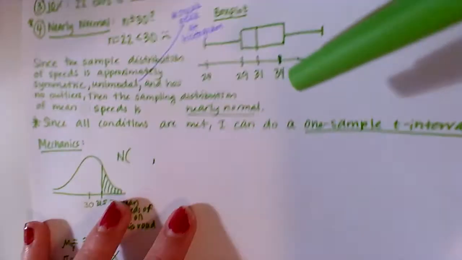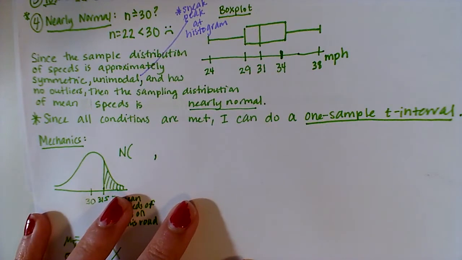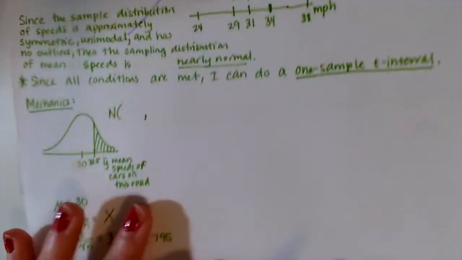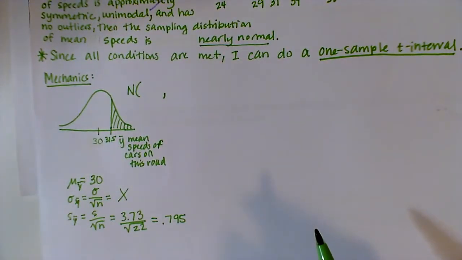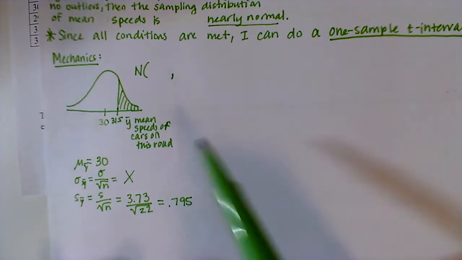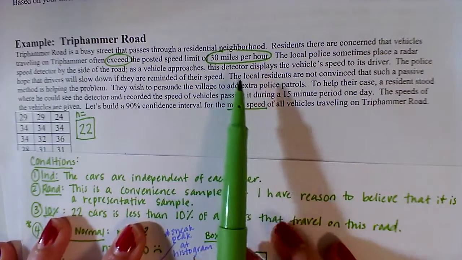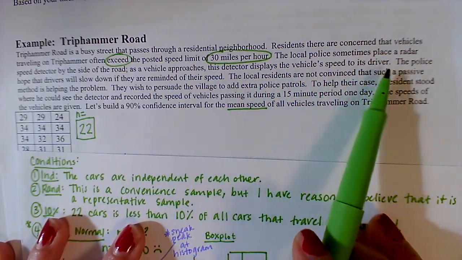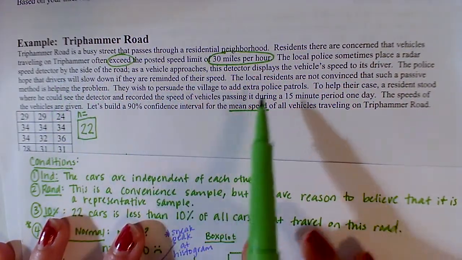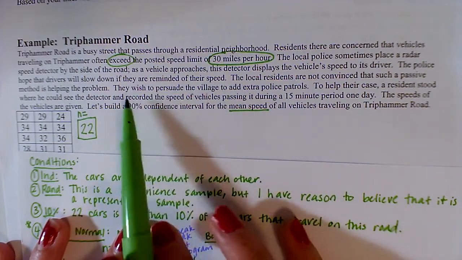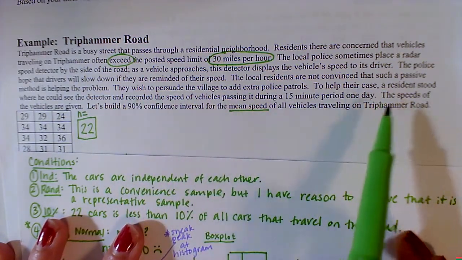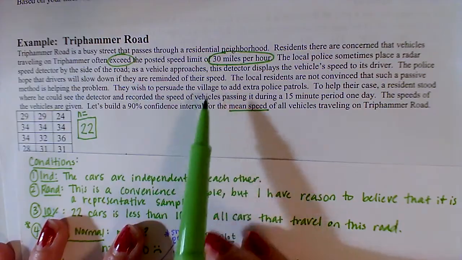And what I'm trying to prove is whether, based on my sample, we're getting really dangerously high or really dangerously low speeds. So we're trying to see if this detector that displays the vehicle speed to its driver helps slow them down. So they were trying to see if it's actually controlling the problem or not.